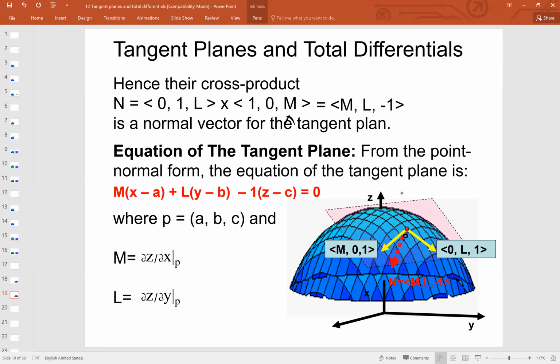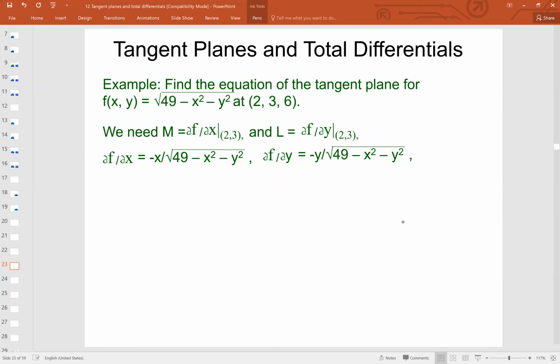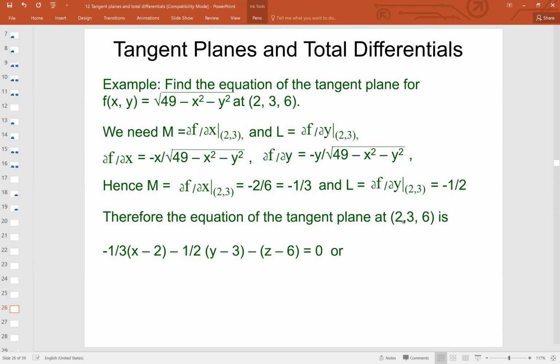Here's the example. We calculate the derivatives in the x direction, partial x, and partial y, and substitute the point (2, 3, 6), so we get the numbers for m and L. And then voila, we cross them. Having already found m and L, we just put them into the formula at the base point (2, 3, 6), and that's the equation. I'll leave it to you to visualize this.